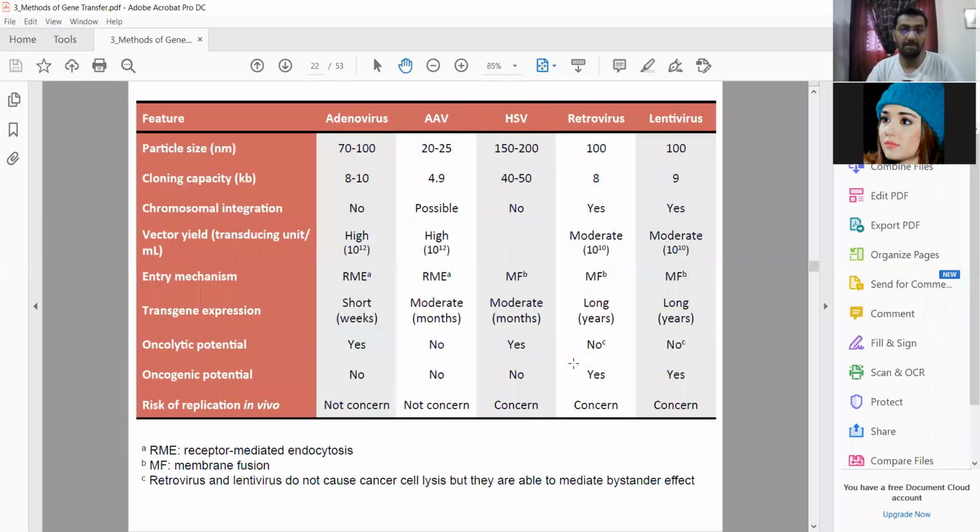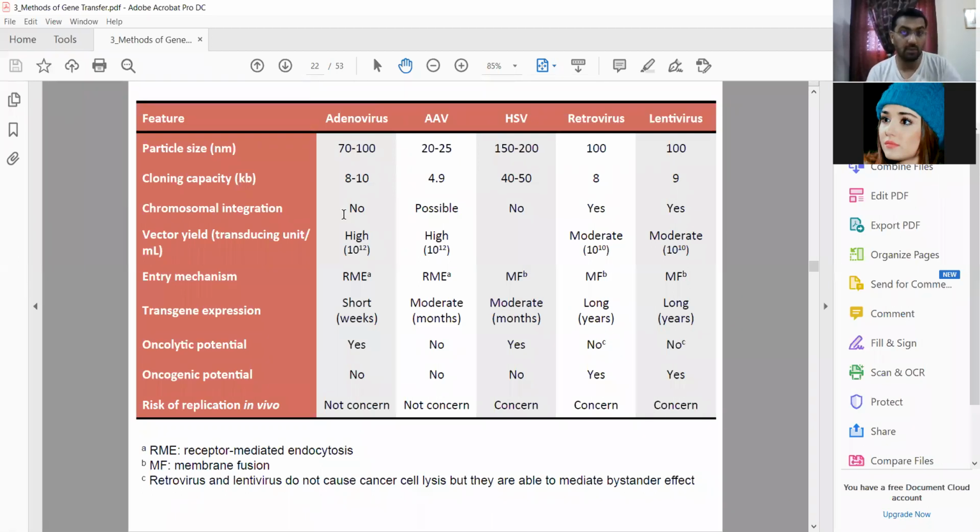Now, making a comparison of all that we have discussed about the viruses in a tabular form, we have adenoviruses, adeno-associated viruses, herpes simplex virus, retrovirus, and lentiviruses. The particle size of adenoviruses is almost 70 to 100 nanometers. Adeno-associated virus is 20 to 25 nanometers.